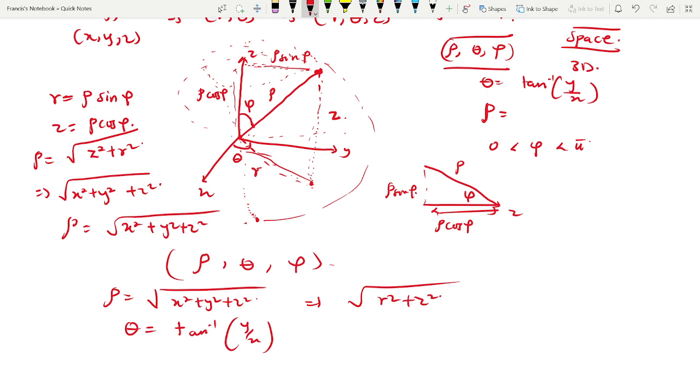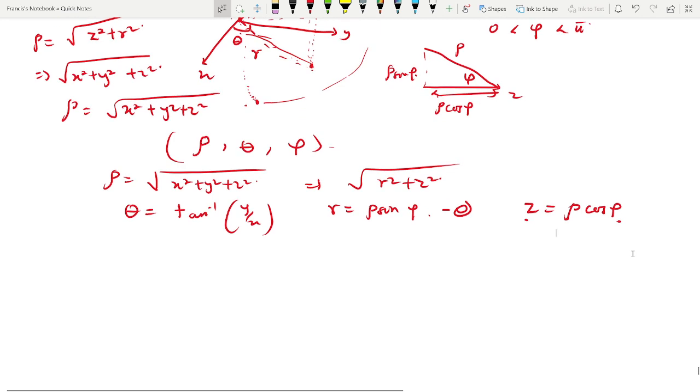Then my phi. To get phi, we use the relation that my r is equal to rho sine phi. So from here I can find phi, or else you can also use z equal to rho cos phi. And here too you can find phi, provided you know your z and your rho. So these are the basic things you should expect in spherical coordinates.